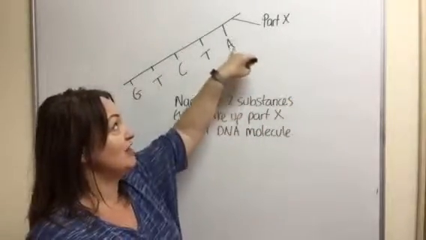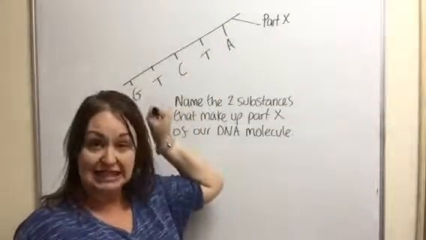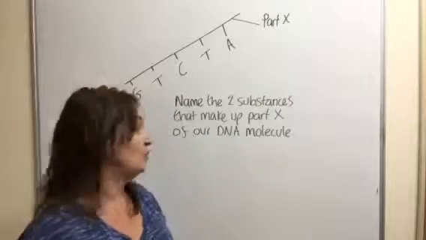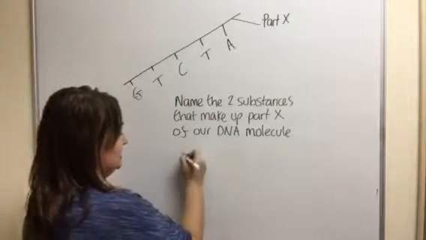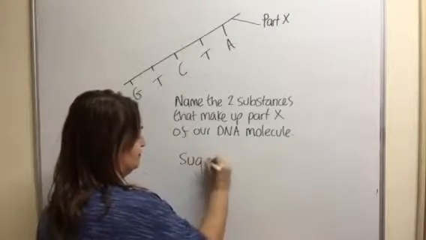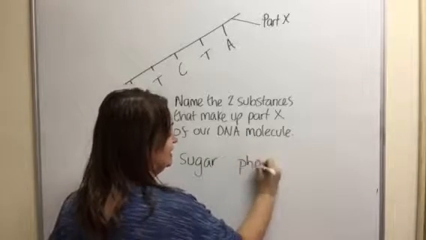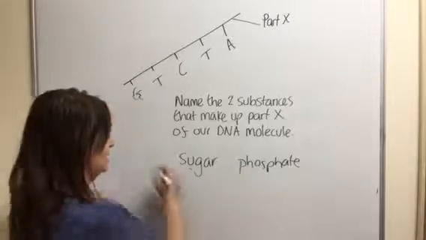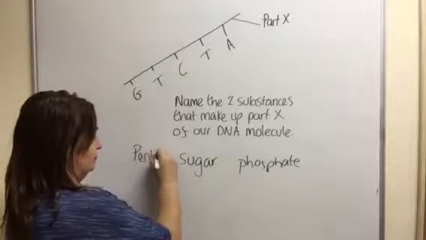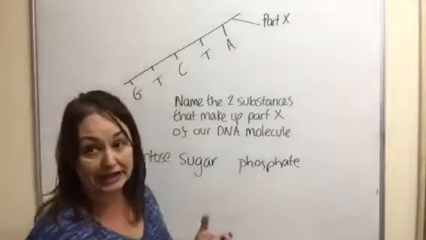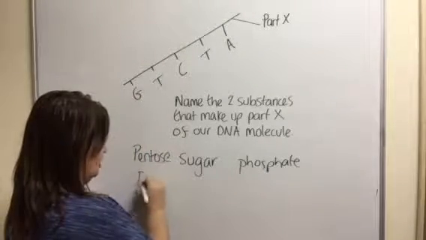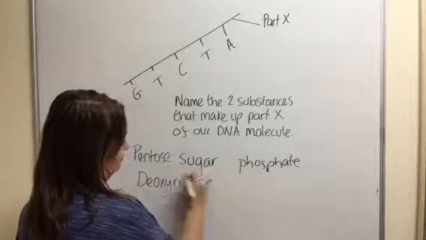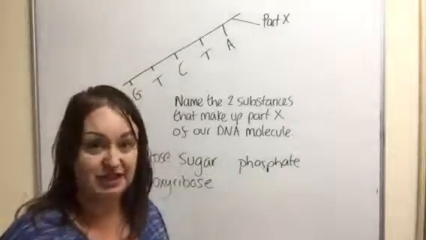But we know that the backbone to DNA is a sugar phosphate backbone. And so what we're going to say is we can say sugar and phosphate. We can be cleverer and we can say pentose sugar, or we can name the sugar and say deoxyribose. And phosphate is just phosphate.